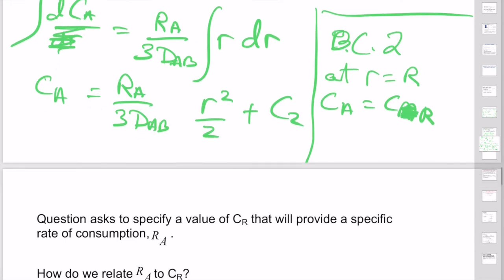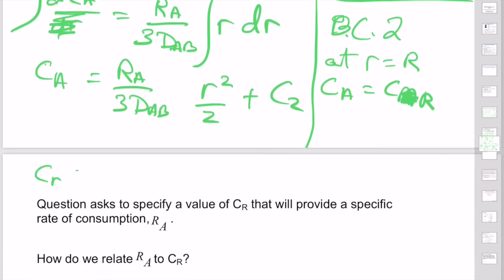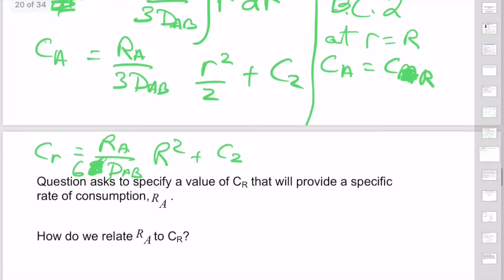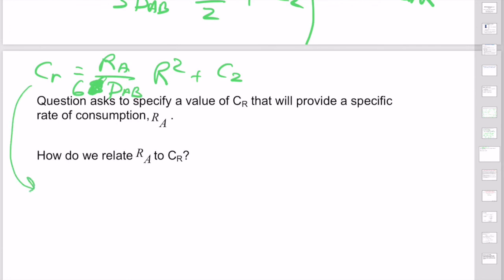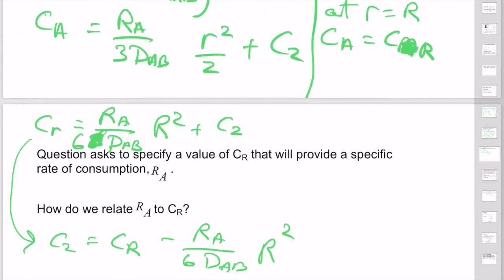And if I apply it, I'm going to stick it down here. CR is equal to RA over 6 times the diffusivity. I'm sorry, it's so messy. Capital R squared plus C2. So now I need to come on down here. C2 is equal to CR minus RA over 6 DAB R squared. And now I can plug that into my equation.